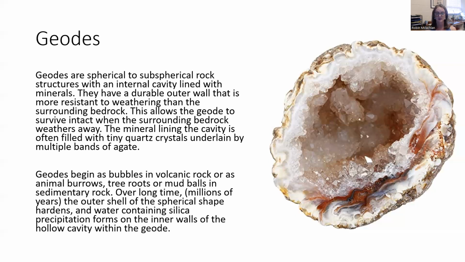Geodes, again, I said they often form in those cavities, those bubbles. The bubbles are common in volcanic rocks, or can even be formed from animal burrows, tree roots, mud balls in sedimentary rocks, other things like that. Anything that creates a hollow void can create a geode.